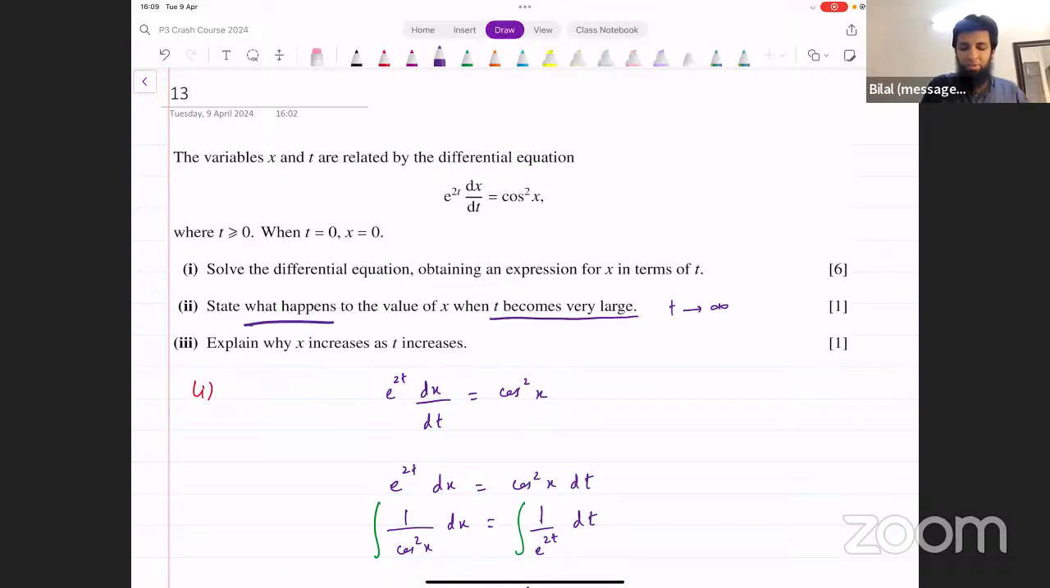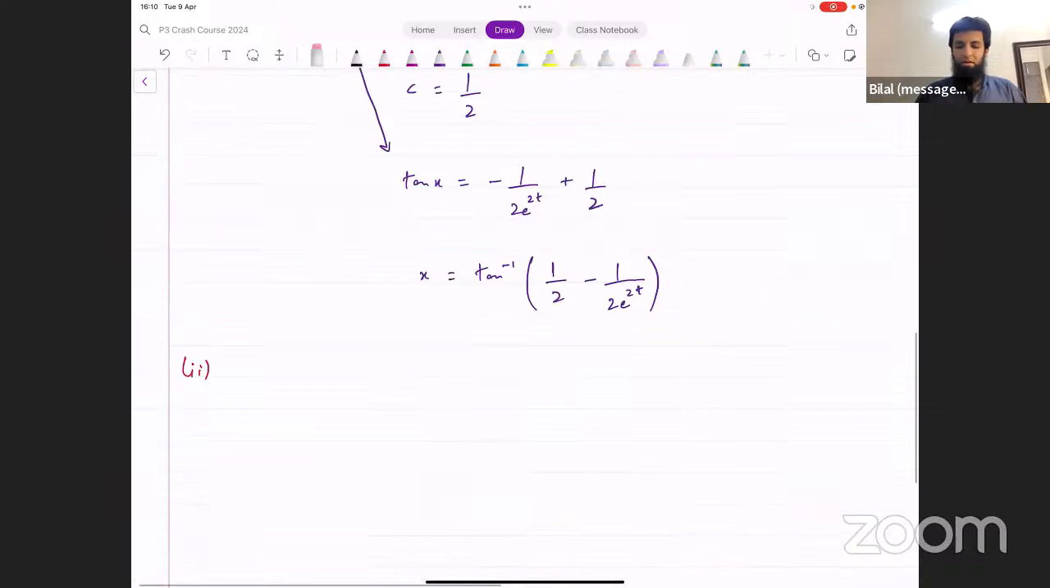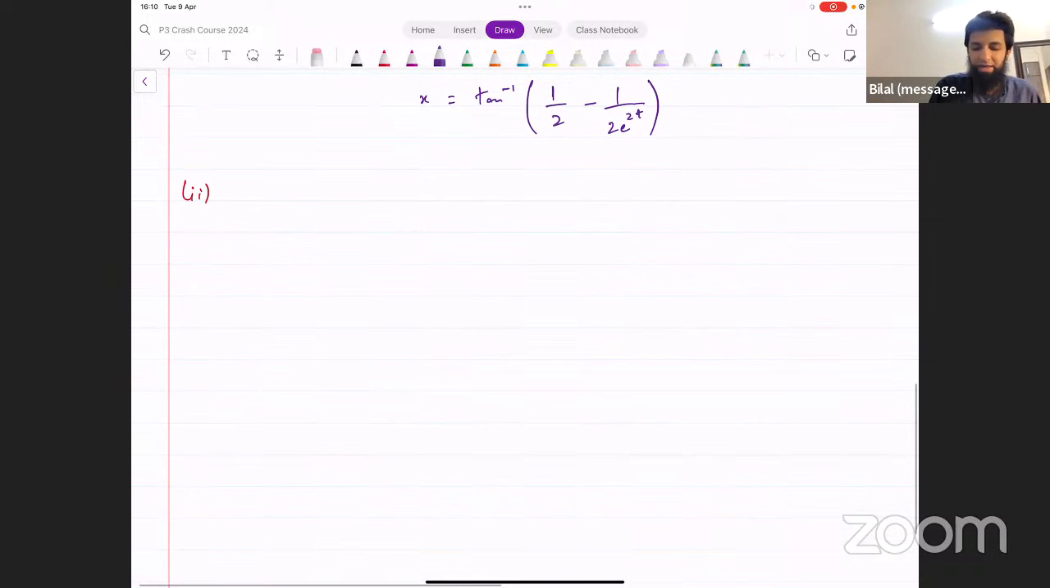Now, what happens does not mean that you have to write down in words that x is going to become small or large. You have to write down a value for x, right? They expect you to state the value of x that you're going to get when t becomes very large. Now, how do you think about that? You have x in terms of t here. You've got x equals tan inverse of 1 over 2 minus 1 over 2 e raised to the power 2t.